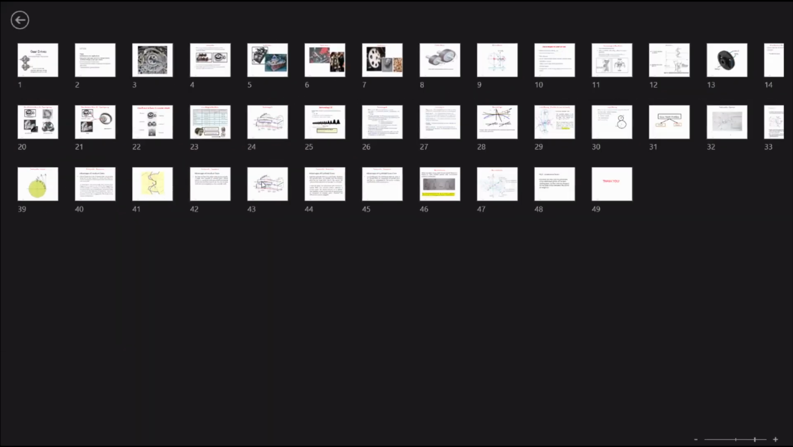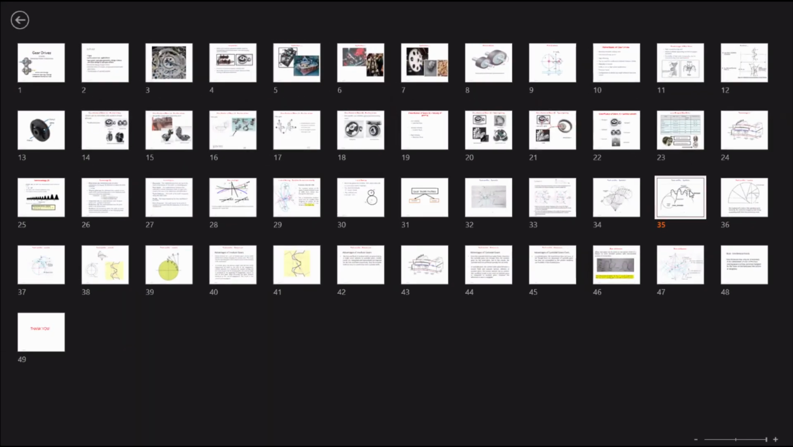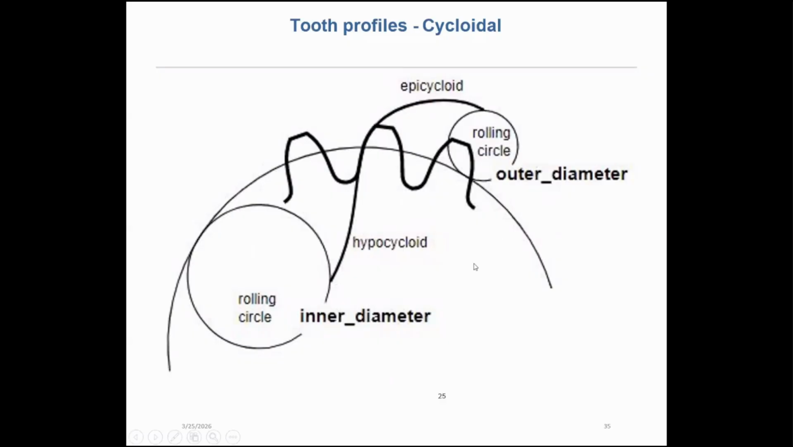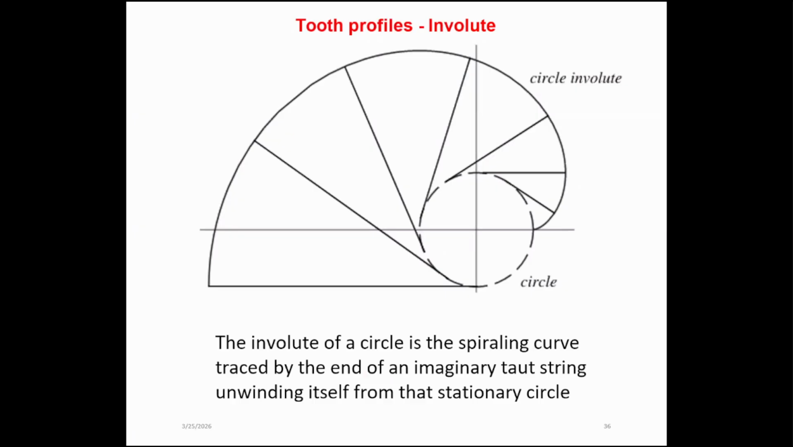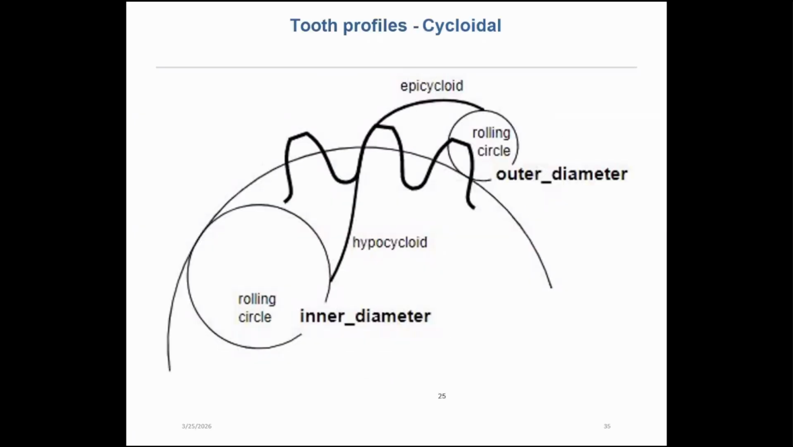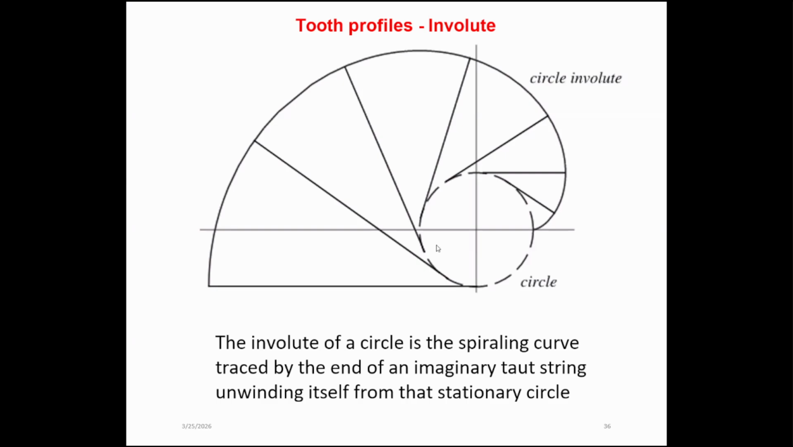What happened? Right. Then, the next tooth profile. I think everything is clear regarding the cycloidal profile. Then the involute profile. This is not much complex compared to the cycloidal, but the thing is quite interesting, right?